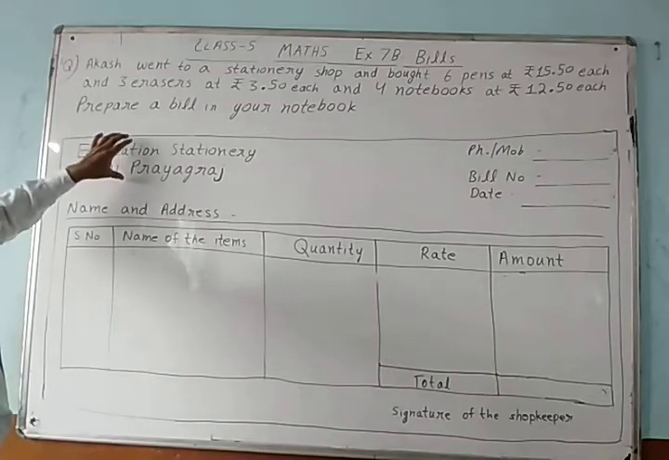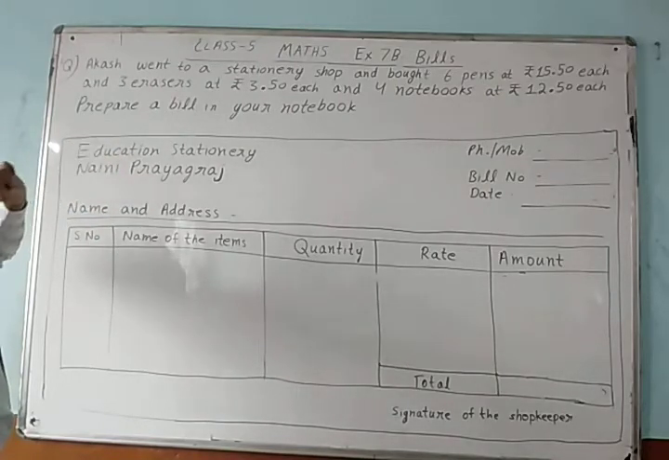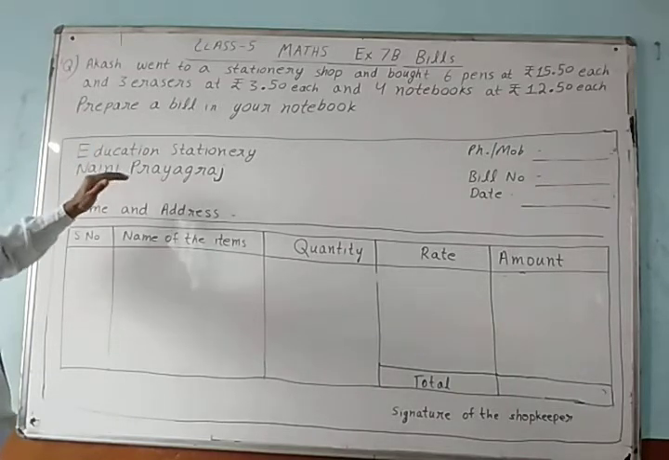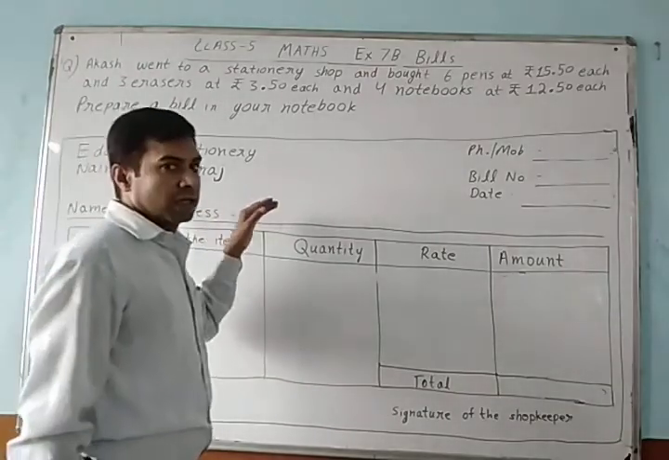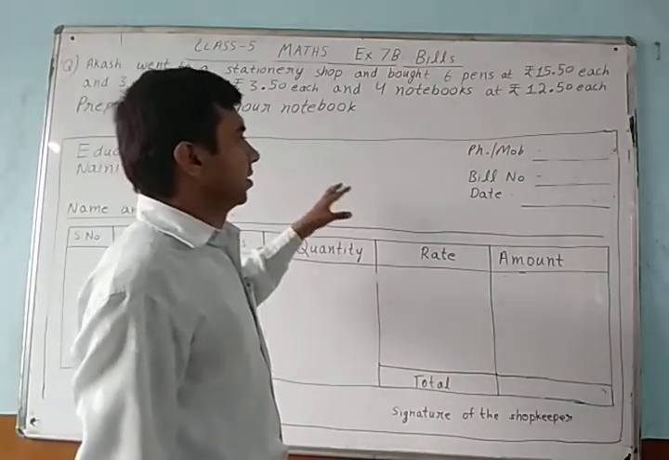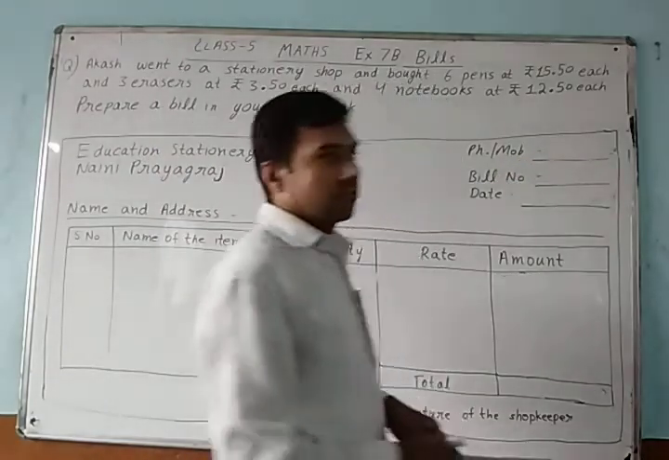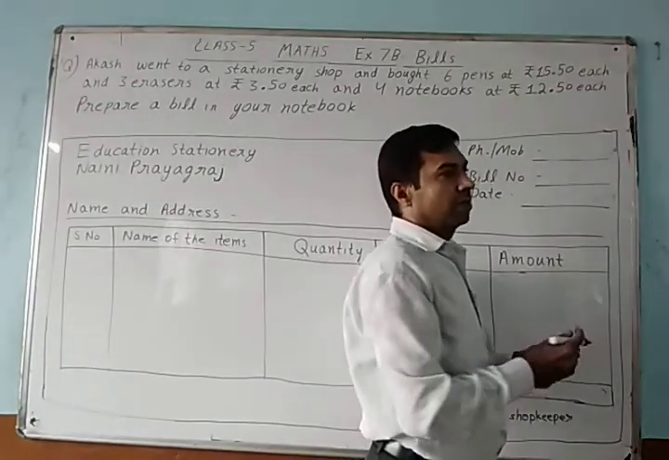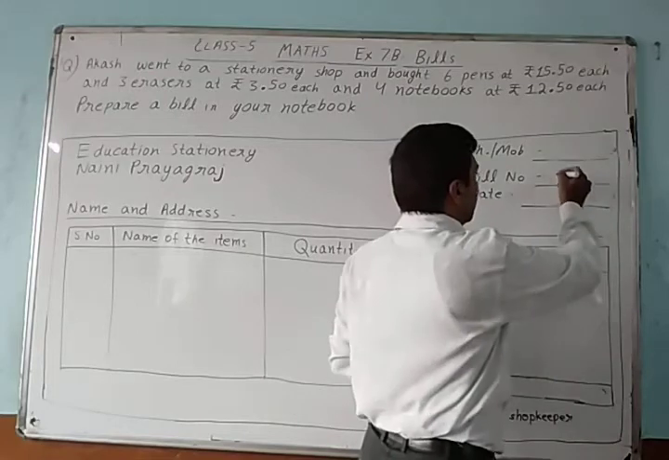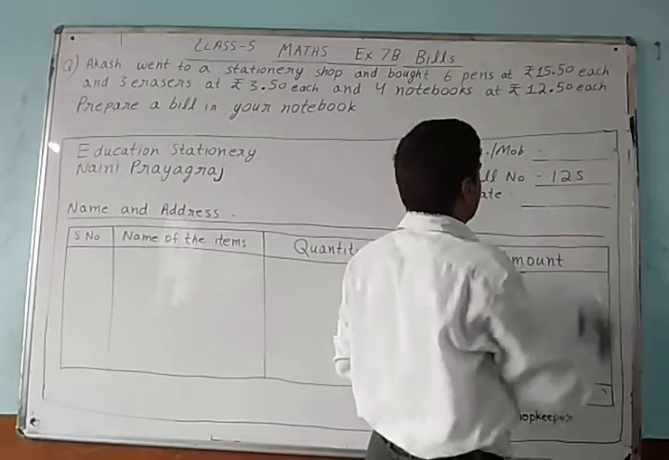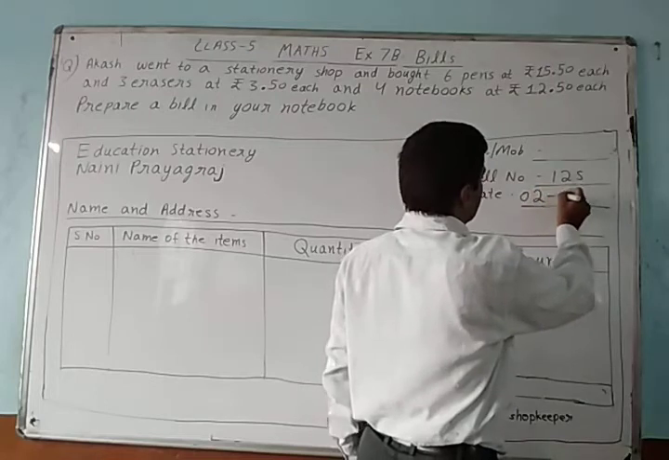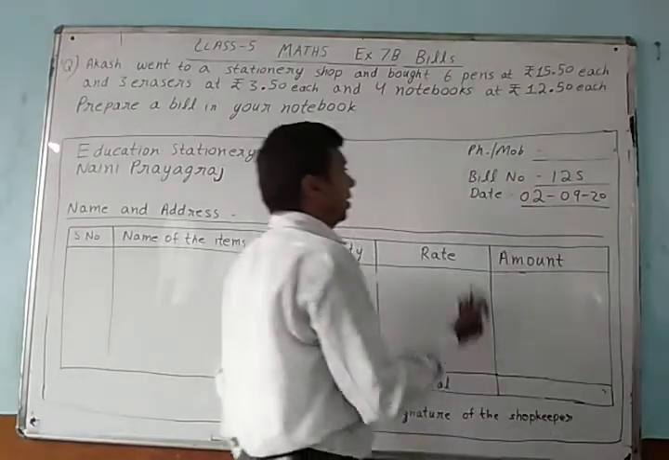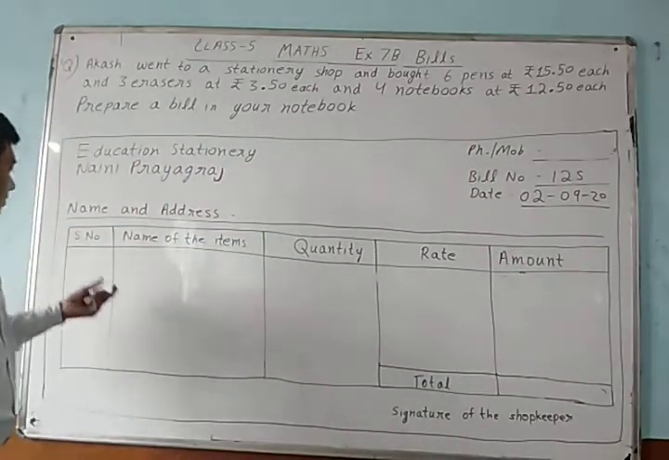Now students, what do we have to do? We have to write the name of the shop, stationery shop. Here I have written Education Stationery, Dainik Prayagraj. Here the name and address of the customer who is going to purchase. Now the mobile number, bill number and date, you have to enter on your own. The bill number is a serial number that is entered here. 1, 2, 5 are written. Date, you can write 02-09-20. Mobile number, you can write your own.